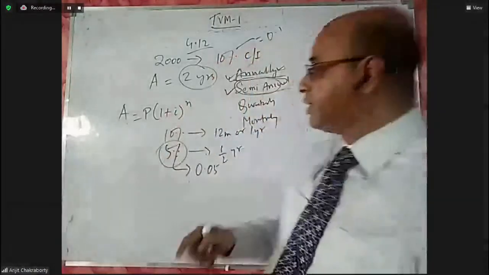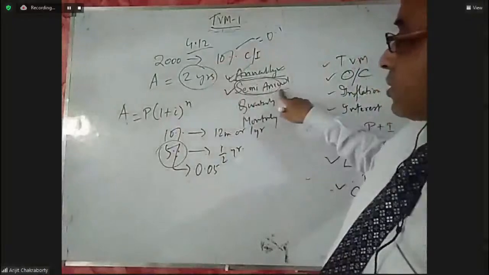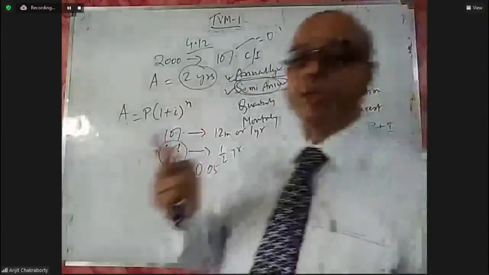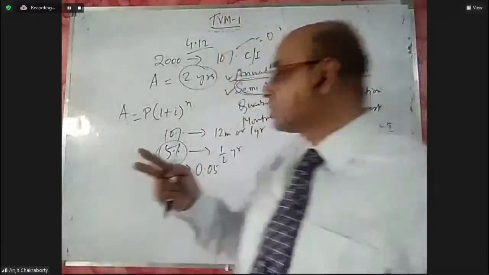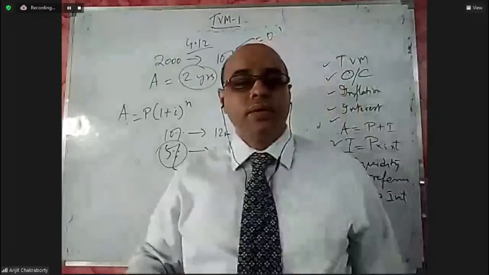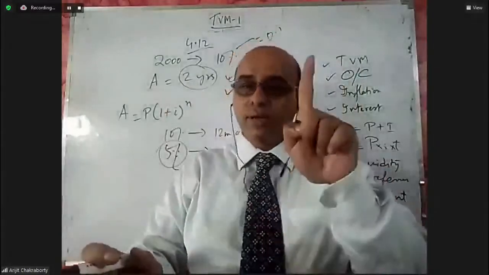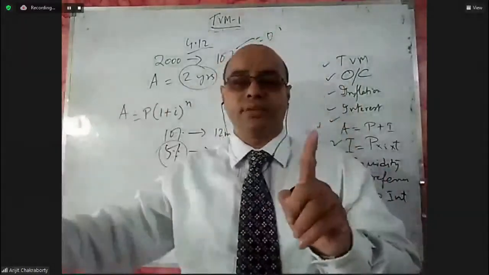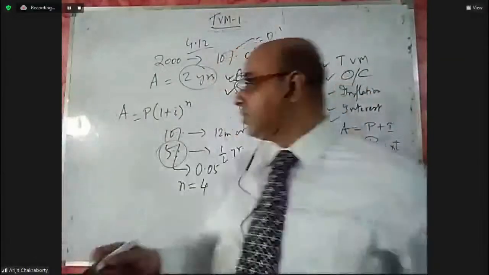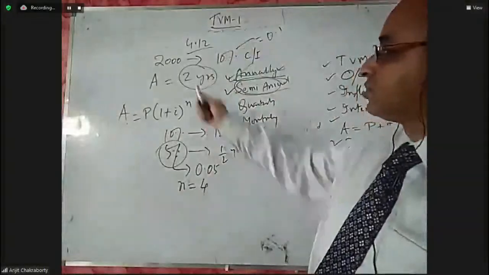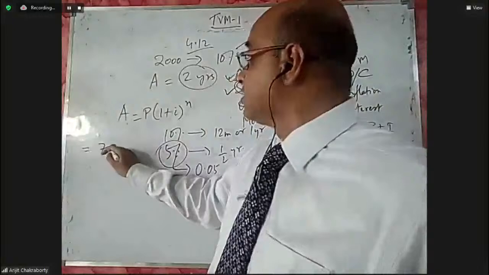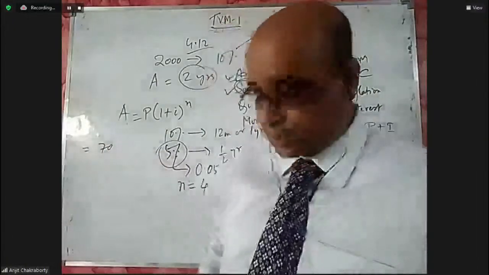The second point is the half year, and the total time period is 2 years. That means the compounding n will become 4. Half year, 1 year, again half year and half year. So 4 times. Half into 4 gives you 2. So that means the formula will be, we have 2000 here, 2000.